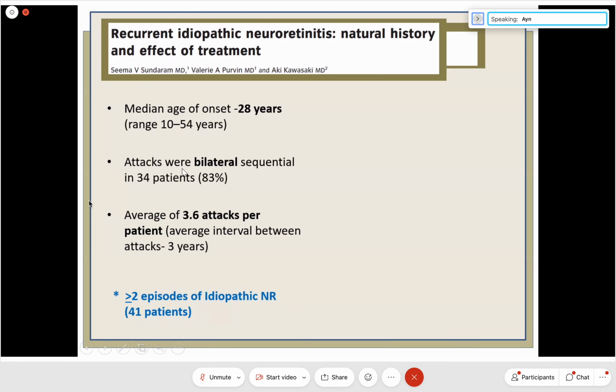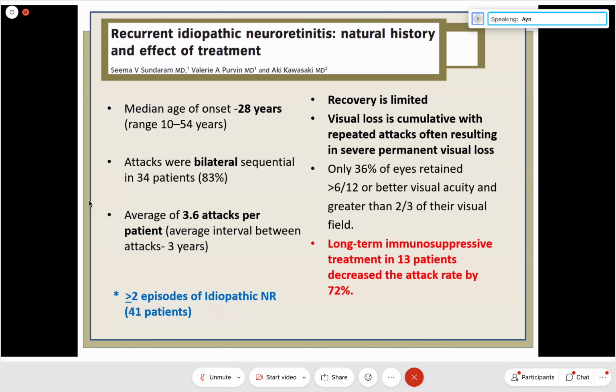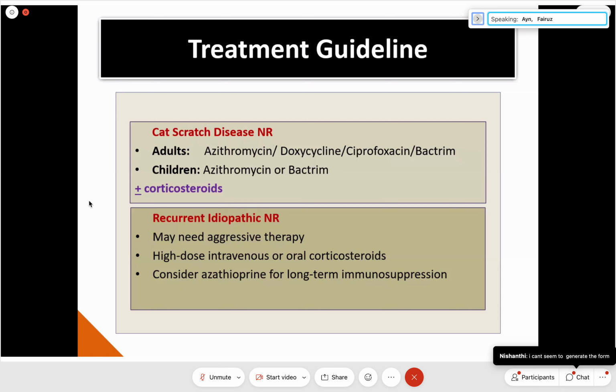So this is a little bit about idiopathic neuroretinitis that I mentioned earlier, that it can be recurrent. The study by Sundaram et al. shows that they can have bilateral involvement and most of the patients can have at least 3 attacks. For these cases, recovery is limited, visual loss is cumulative, and long-term immunosuppression is recommended. So we need to be aggressive in recurrent cases, even of idiopathic neuroretinitis.